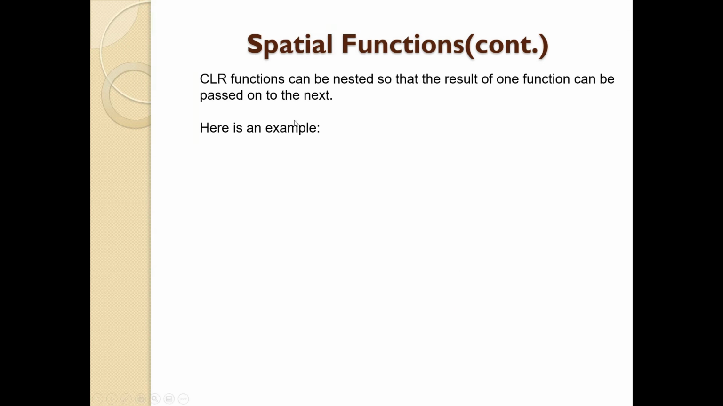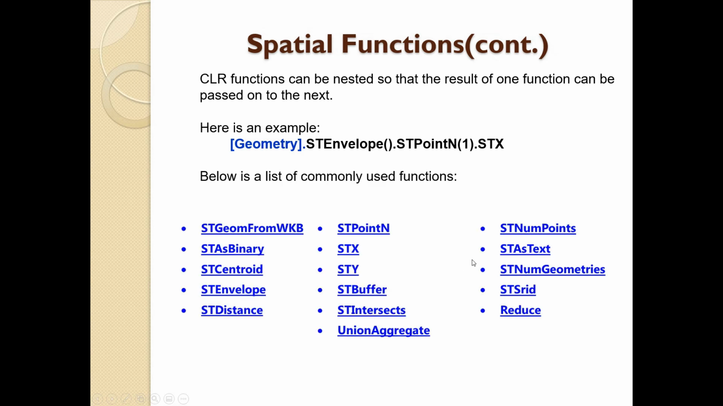We can also nest these CLR functions. So you can basically execute one function after another with this dot notation. So as you see here, I got a geometry object, and I use this ST envelope function, and then I nest from that result. I find the ST point n function, and then STX. These functions you have to kind of look at, and in order to understand what they do, you have to visit that web page that I showed you. So here is a list of some commonly used functions.